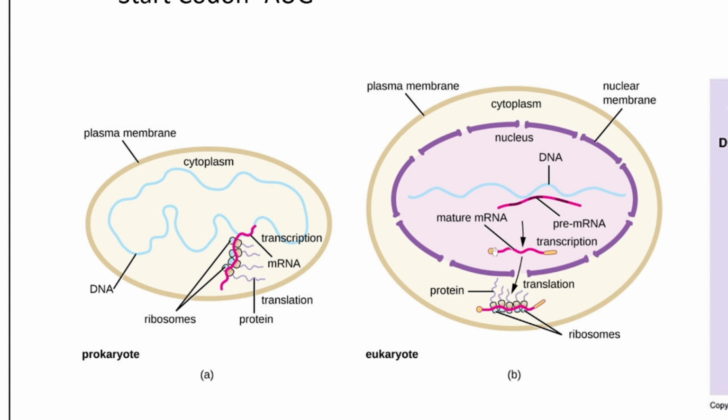So unlike in the prokaryotic cells where transcription and translation were happening simultaneously, in the case of eukaryotes, transcription and translation do not occur simultaneously. First transcription happens in the nucleus, and then the primary transcript is converted into a mature mRNA that comes out of the nucleus, and in the cytoplasm translation happens. So this is one of the major differences between transcription and translation in the case of prokaryotes and eukaryotes.